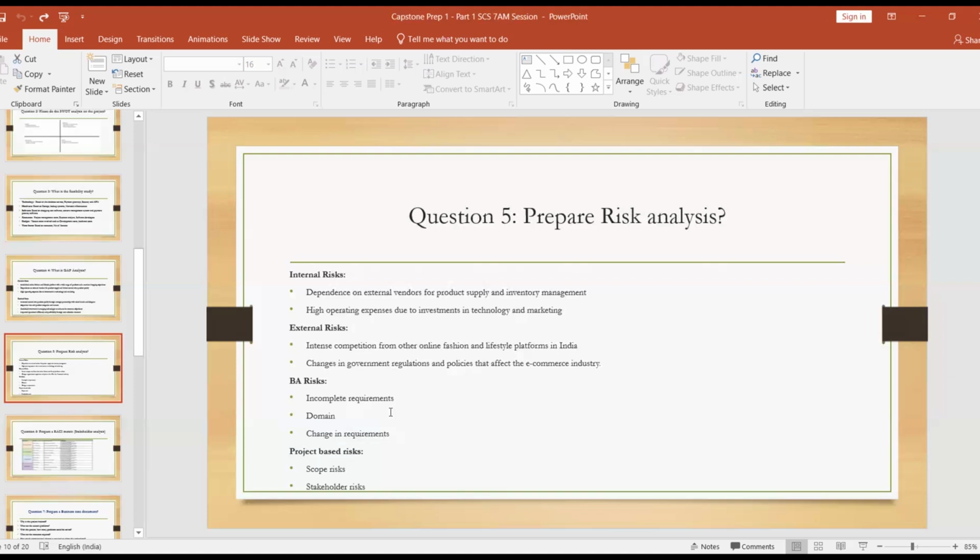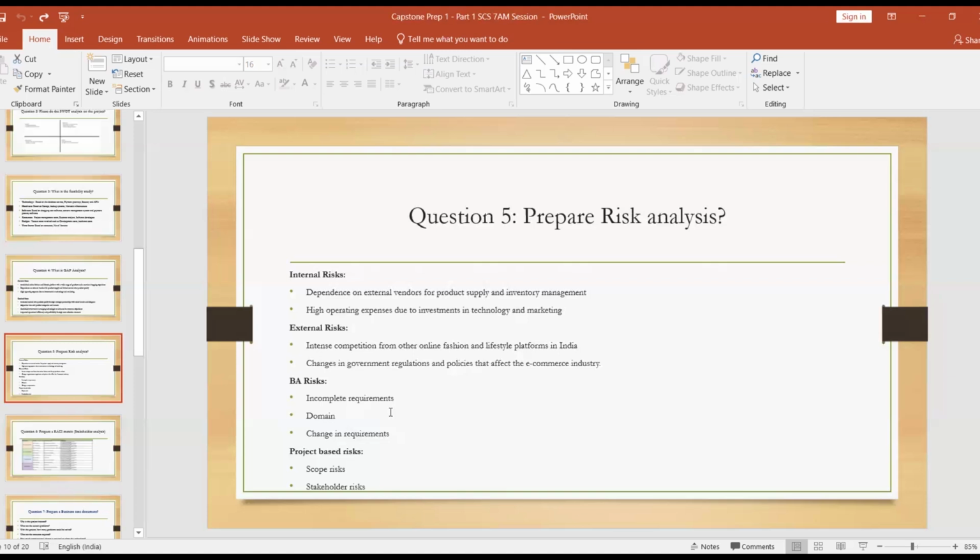And BA risks are incomplete requirements. BA risk means business analyst risk. Incomplete requirements means the main motive of a business analyst is to gather all the requirements from the stakeholders so that everything will be covered. There might be a risk that a BA cannot collect all those requirements, and there is a domain related risk attached to BA, and there might be changes occurring in the project, so there is a change in requirements. These are the particulars related to the business analyst risk.